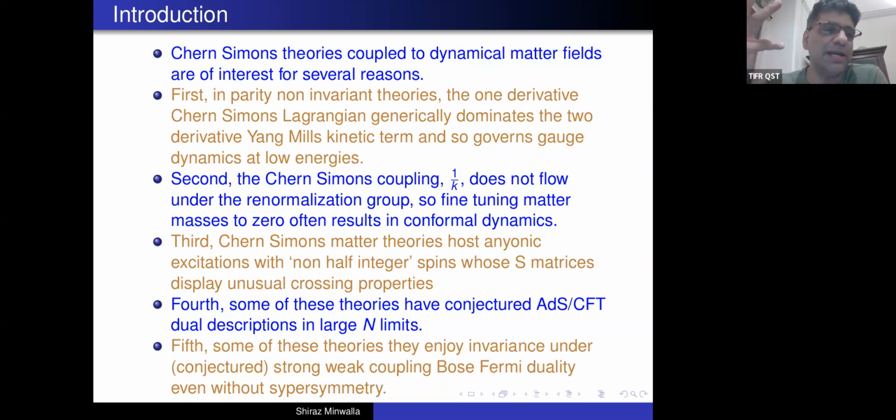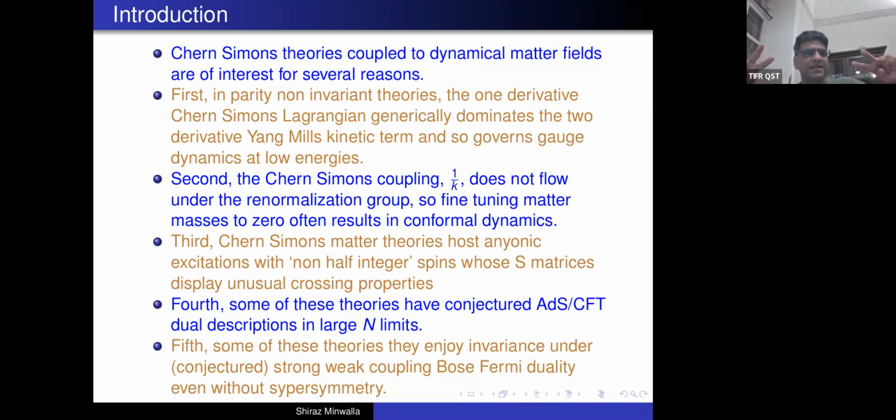A fifth reason, that we and others only became aware of once we started studying these theories, is that these theories have an unusual sort of strong-weak coupling duality. I'll have something to say about these dualities, though they're not very much in the rest of this talk. The strong-weak coupling duality is a sort of play on level-rank duality of pure Chern-Simons theory. It's an upgraded version of level-rank duality of pure Chern-Simons theory.